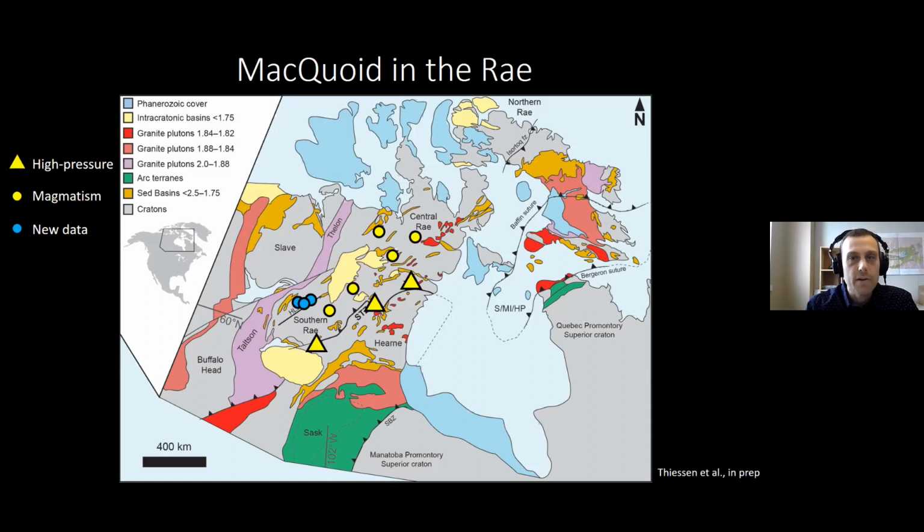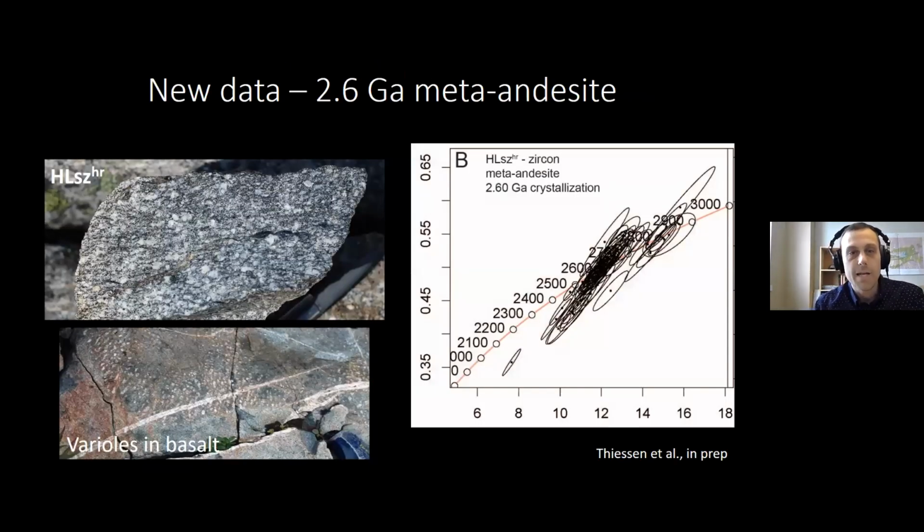So first, we have a new crystallization age for a meta-andesite. It's about 2.6 Ga. It's not terribly interesting on the face of it, but the interesting part is that in the South Rae, until recently, we haven't really discovered any Archean metavolcanics or greenstone belts the way that the central and northern Rae seems to preserve those things.